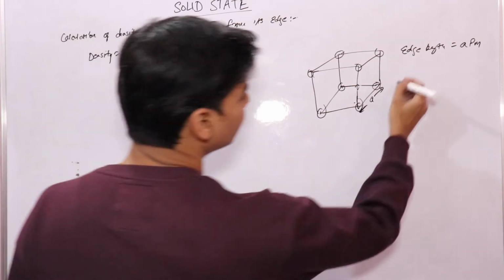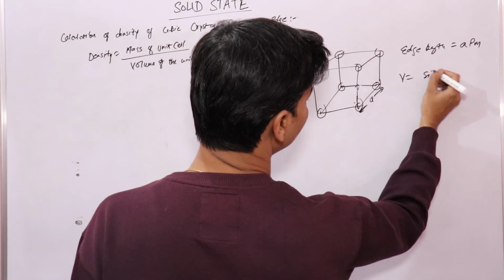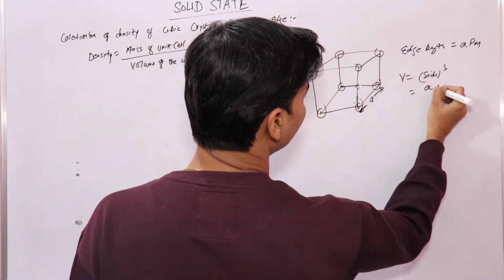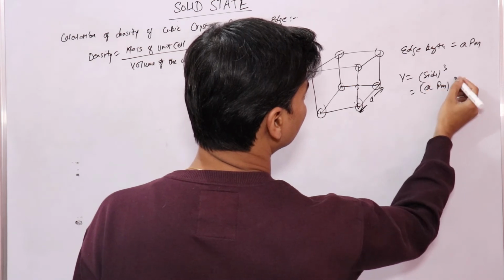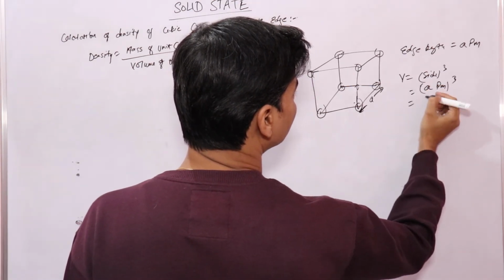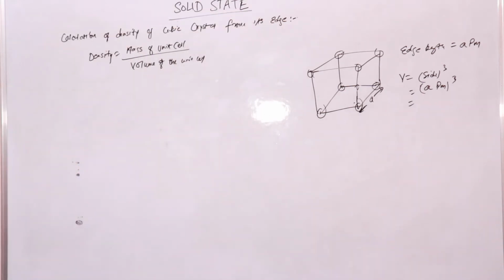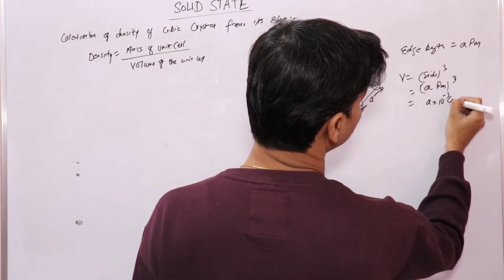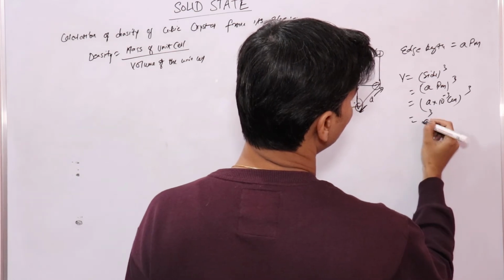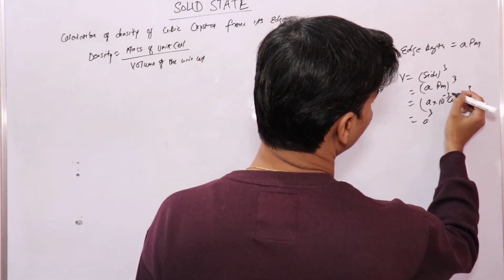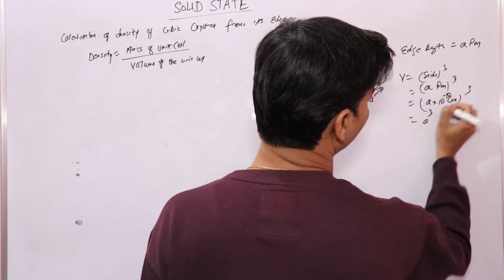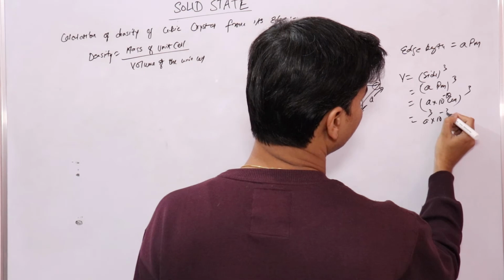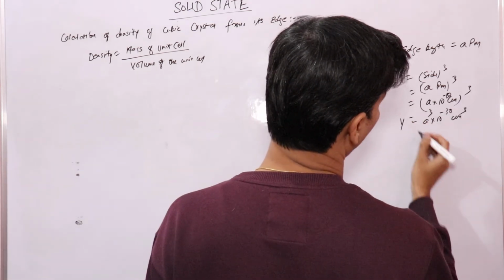Now volume of the unit cell can be calculated from here, because volume is equal to side cube, right? It would be a pm cube, so we need to convert this into centimeters, right? This would be a into 10 to the power of minus 10 centimeter whole cube. This would be a cube into 10 to the power of minus 30 centimeter cube. This is the volume, right?